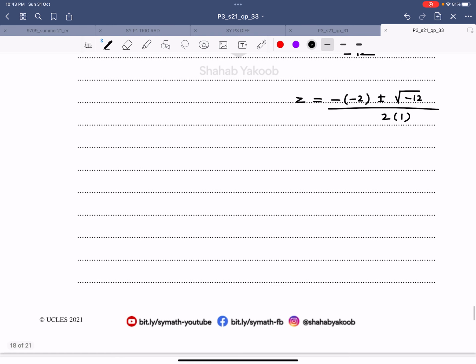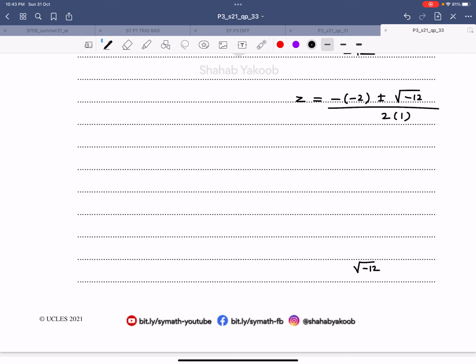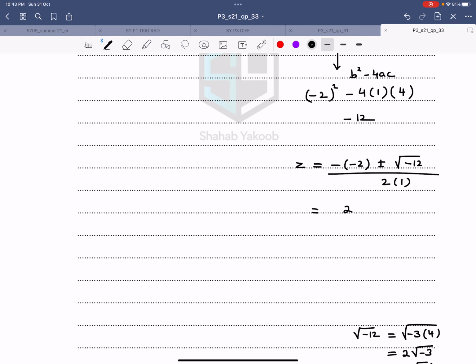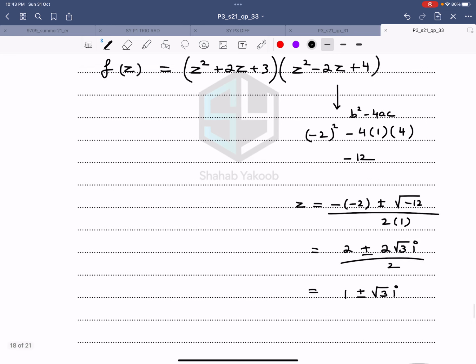Now let me play around with square root of negative 12. That is 3 into 4 with a negative sign. That is 2 root negative 3. That is 2 root 3i. That is what you should be getting. So 2 plus minus 2 root 3i divided by 2. And this comes out to be 1 plus minus root 3i. This is the answer that you get.